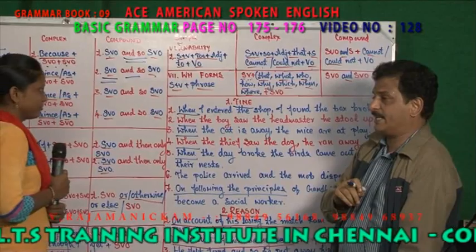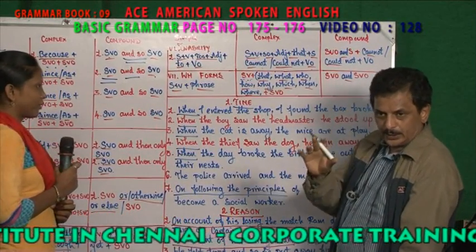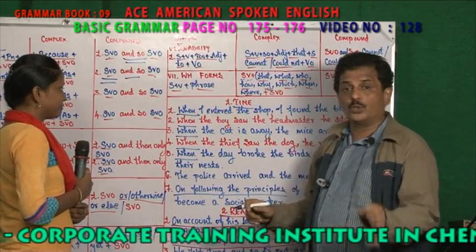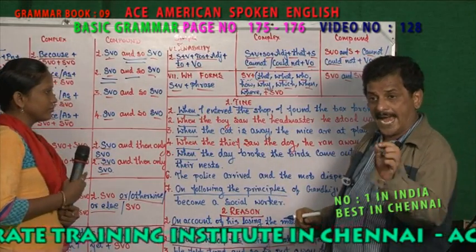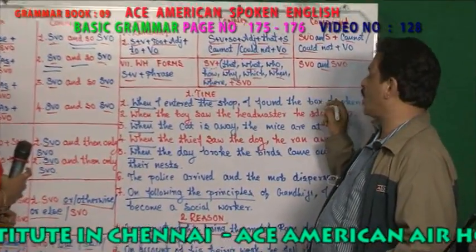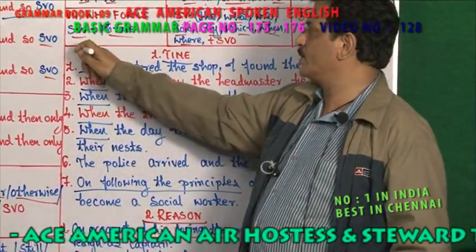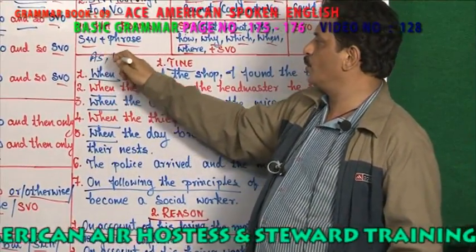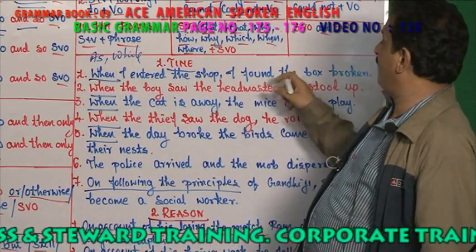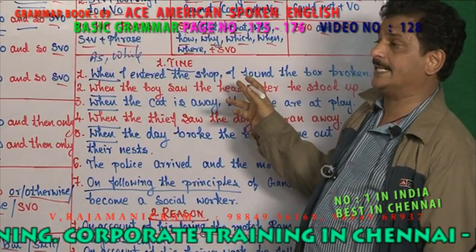What are the two things happening at the same time? You entered, the box broken. So you are using when. You can also use one other word. As I entered the shop, I found the box broken. Right? Or you can use one other thing: while. You can use as. You can use while. While I entered the shop, I found the box broken. Right, sir? So this is called complex sentence.